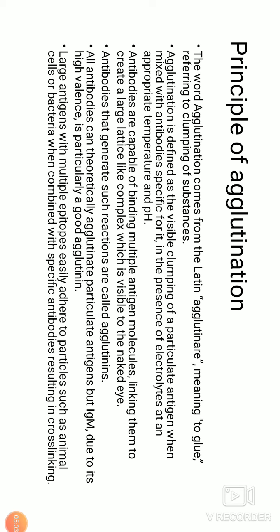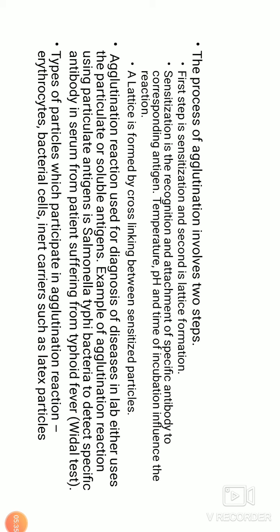All antibodies are capable of doing this, but theoretically only IgM has the highest ability to agglutinate. Large antigens with multiple epitopes easily adhere to particles such as animal cells or bacteria when combined with specific antibodies, resulting in cross-linking. So the process of agglutination has two steps.